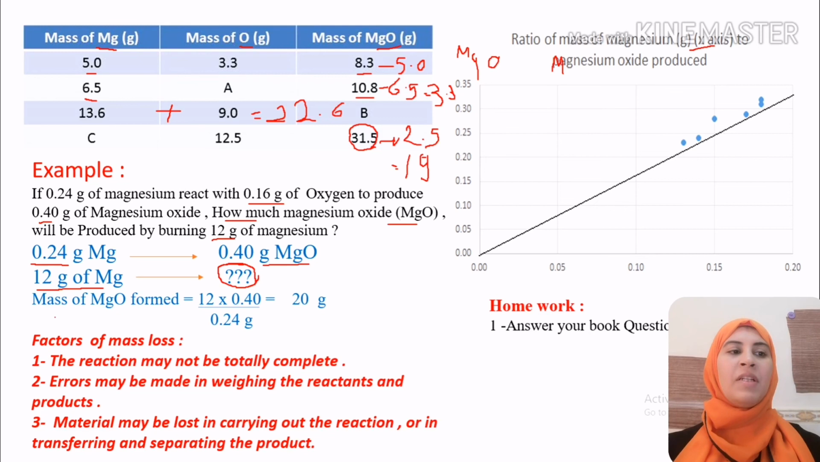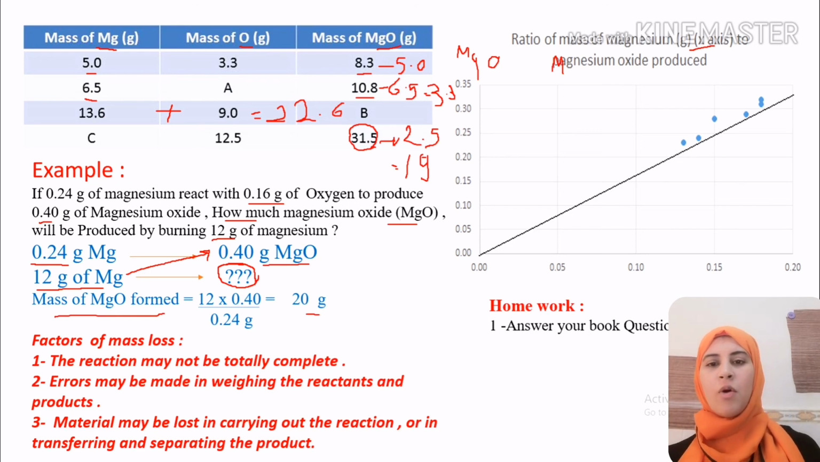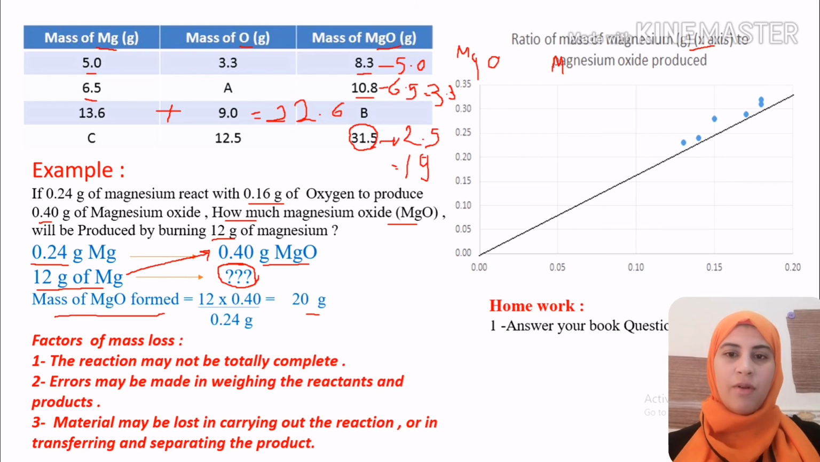The mass of magnesium oxide formed is 12 times 0.4 divided by 0.24. We have 20 grams. Just use cross multiplication. For the students who will enter the practical exam or who will enter the alternative to practical paper, take care, he can ask you about factors of mass loss.